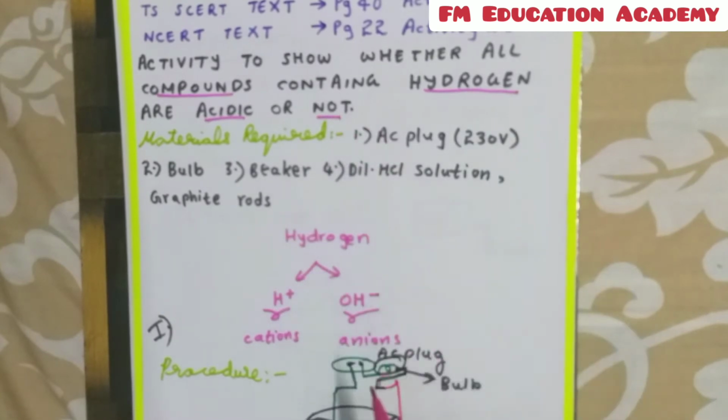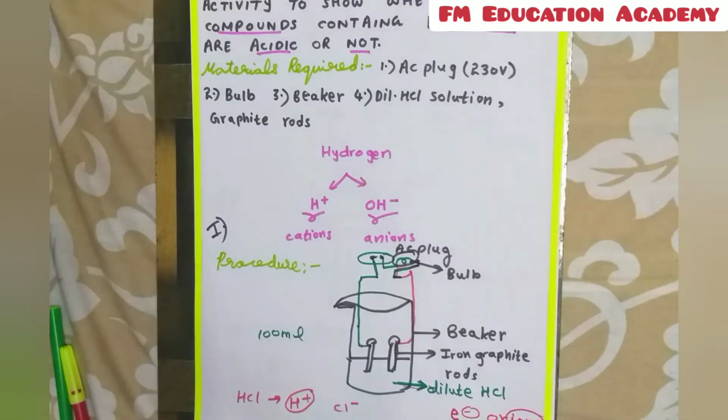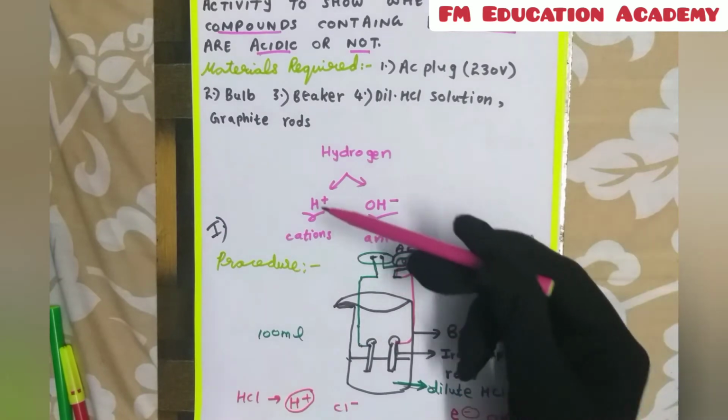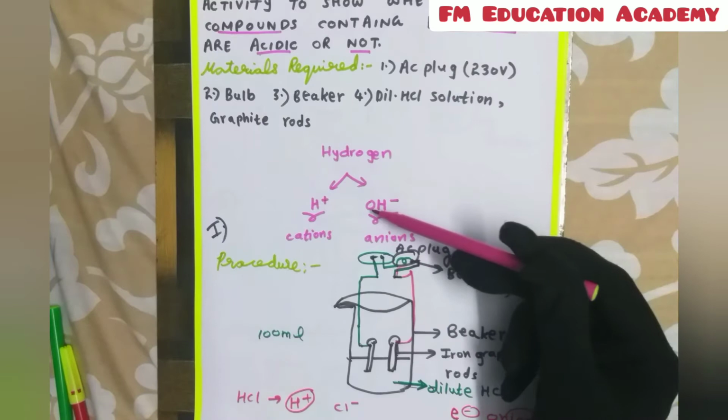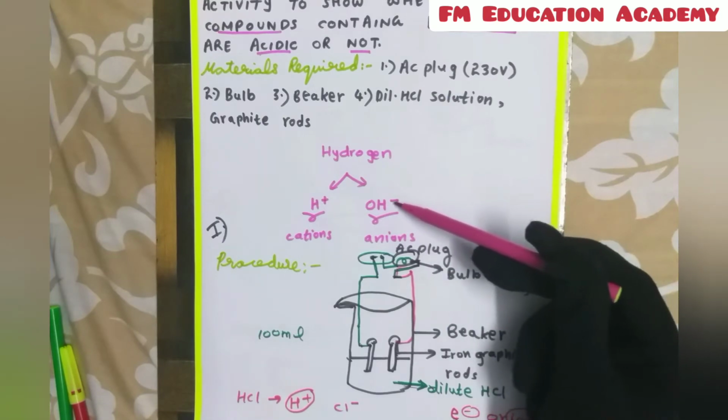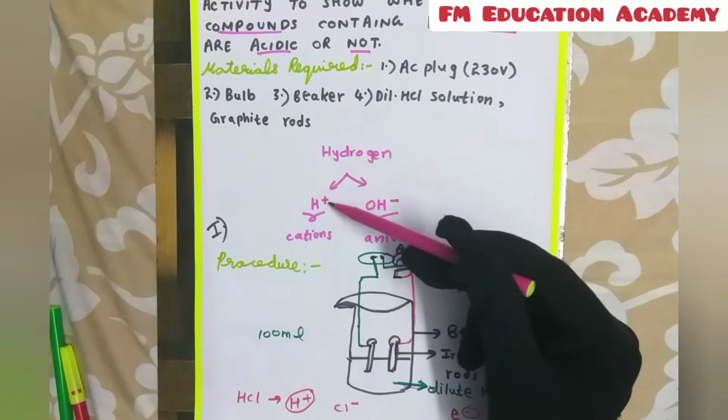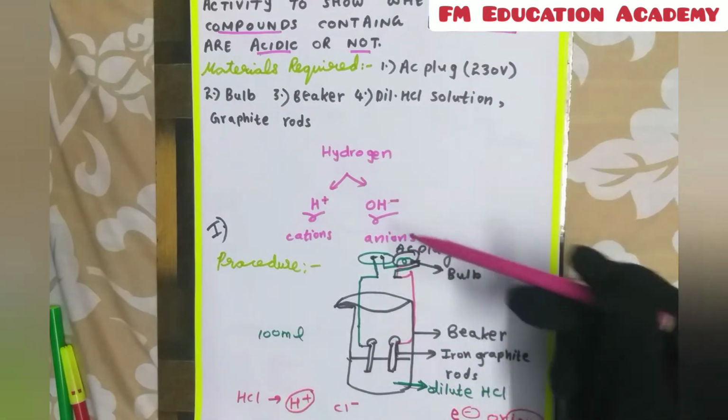Remember, hydrogen can be split as two types of ions. One ion is the H plus ion, that is called a cation. Another is the OH minus ion, that is called an anion. Cations are positively charged particles, that is why we have a plus sign here, and anions are negatively charged particles, that is why we have a minus sign in OH minus. So hydrogen can be split as either H plus ions, that is cations, or OH minus ions, anions.